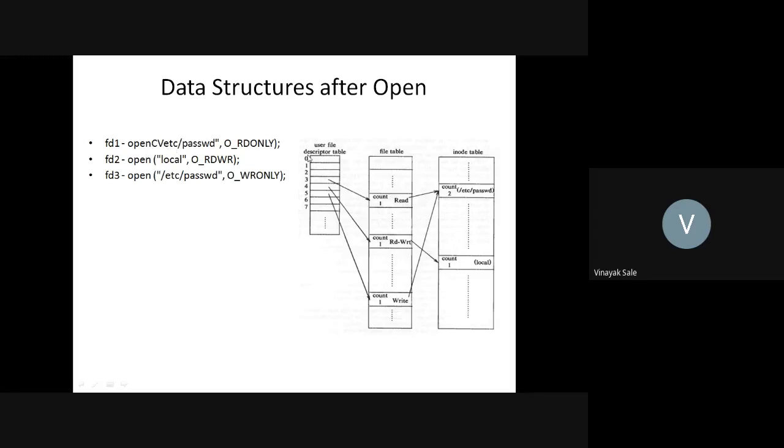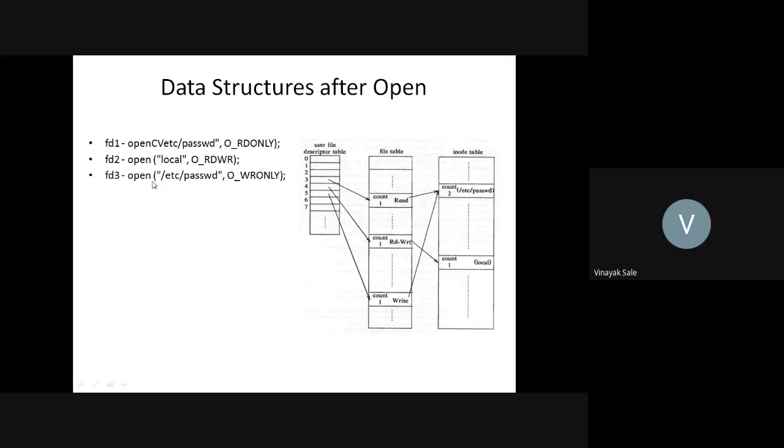So for the etc password file, the user descriptor table location is 3. Here count is 1, it is open for read only. The file table contains count 1, then go to the inode table, where the count is 2. Then fd2, file descriptor 2, opens the file named local, with read and write, O_RDWR. So for read and write purposes you have to open it this way. Here the user area contains file number 4, with read and write, and it goes to the inode table where it is stored, where the count is 1, and the name of the file is local.